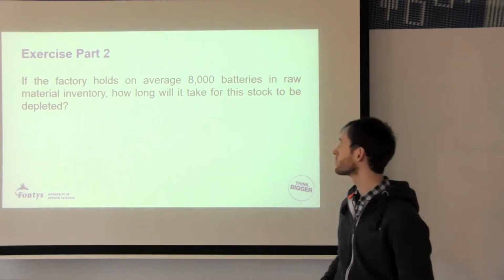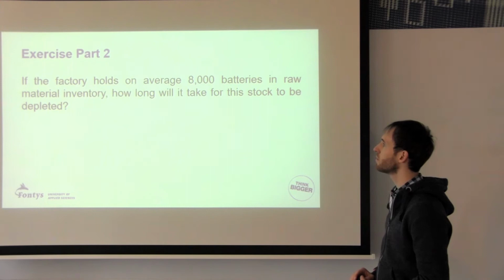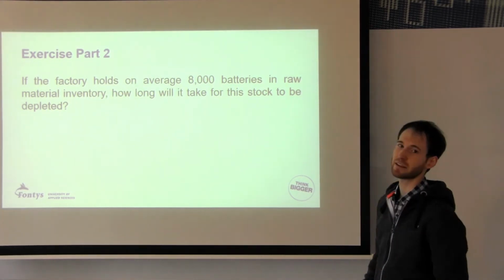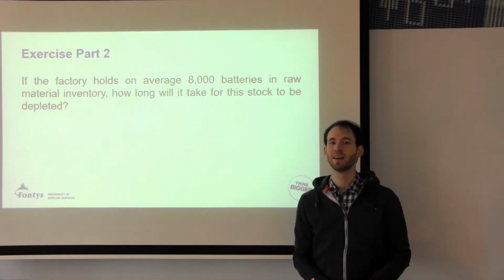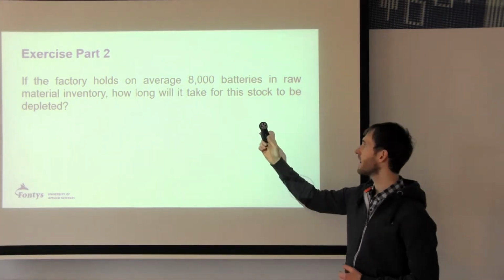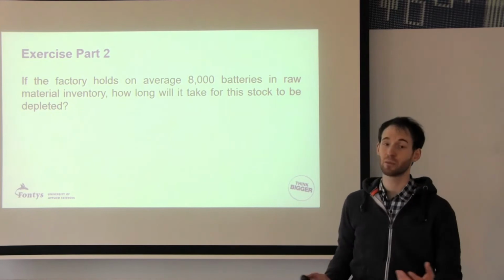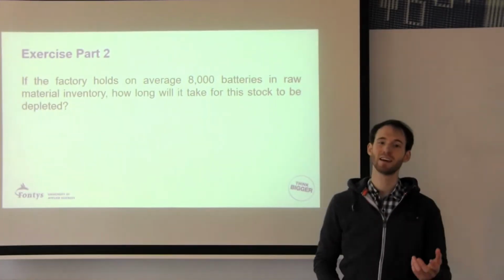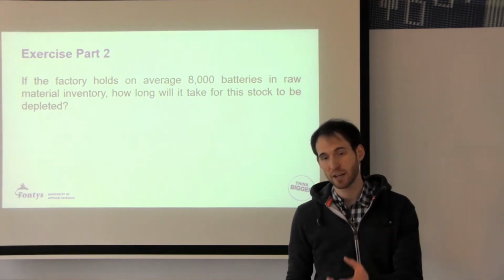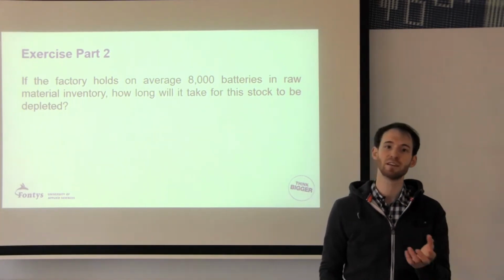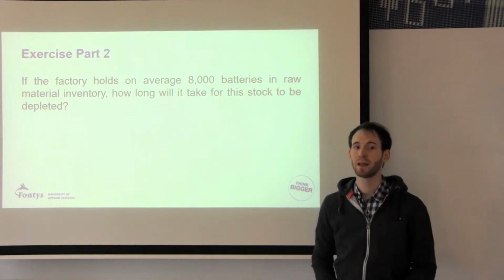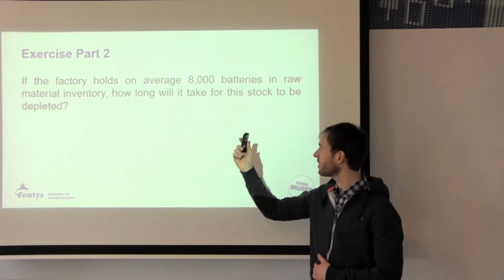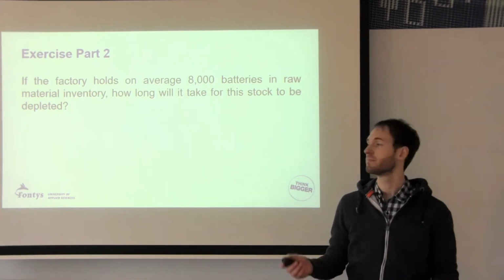So if the factory holds on average 8,000 batteries in raw material inventory, how long will it take for this stock to be depleted? So to be gone. So what we have here actually is 8,000 batteries, which is the work in progress. We still have a throughput of 200 batteries per 8 hours, so basically 200 batteries per day. And what we search for is the lead time, the time it takes until all the 8,000 batteries are gone.